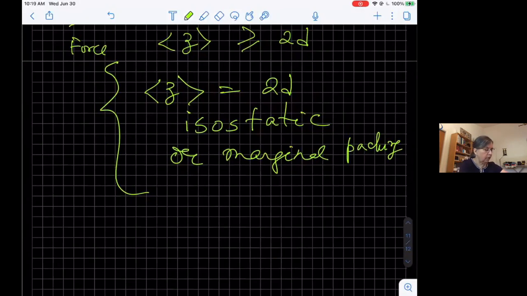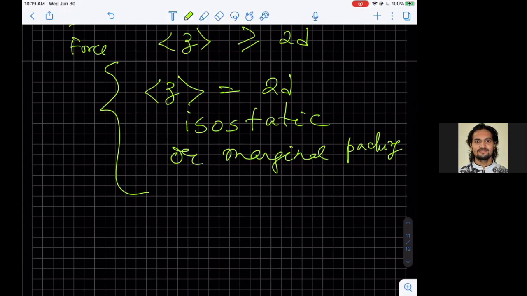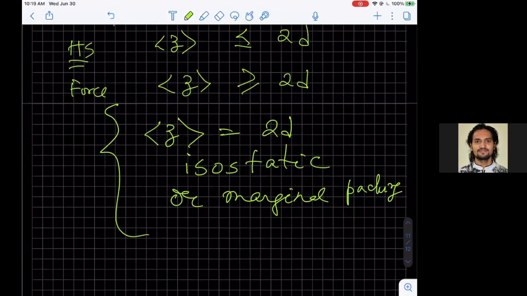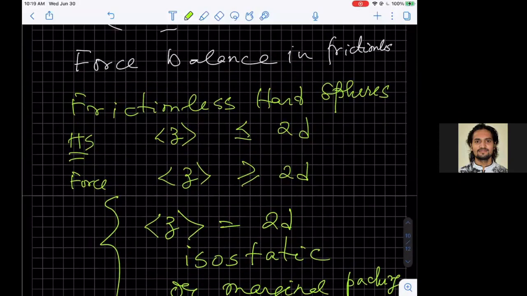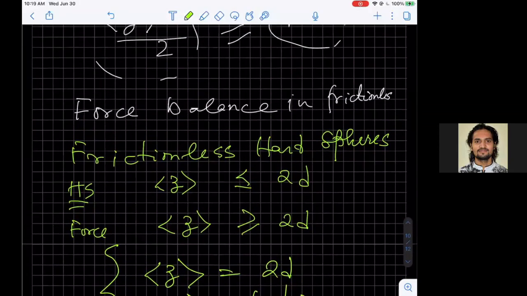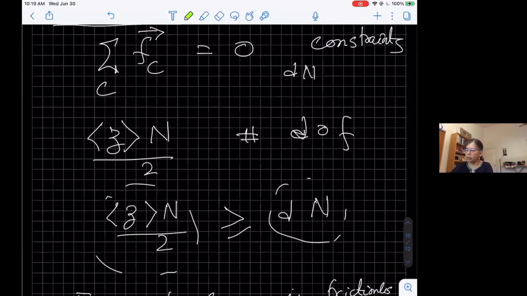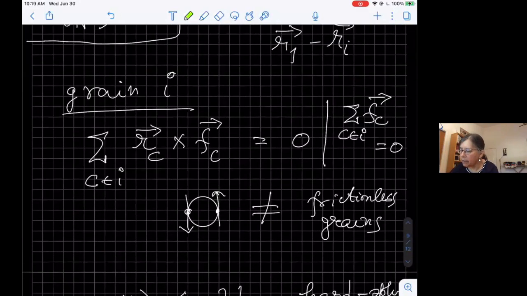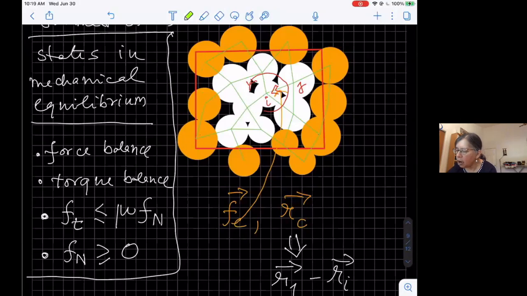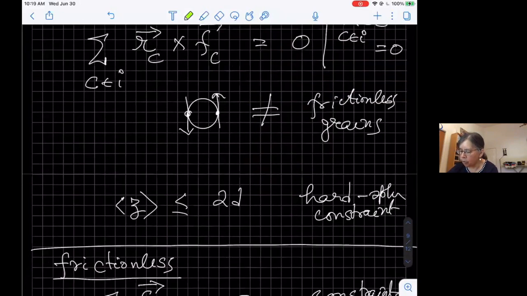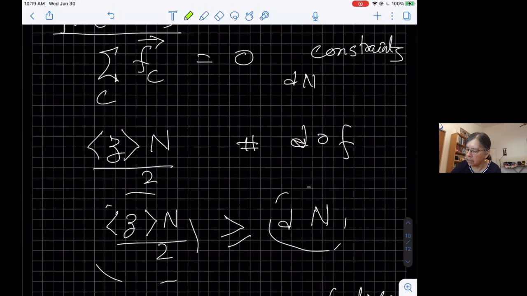Okay, I'm going to go a little further and then... Yes? Sorry, I could not follow how the degree of freedom is becoming Zn over 2. Oh, these are the number of contacts. Right? So how many contacts do I have in my packing? Each contact is shared by 2 grains. So I have Zn over 2 contacts, right? So this is the number of contacts in my system.